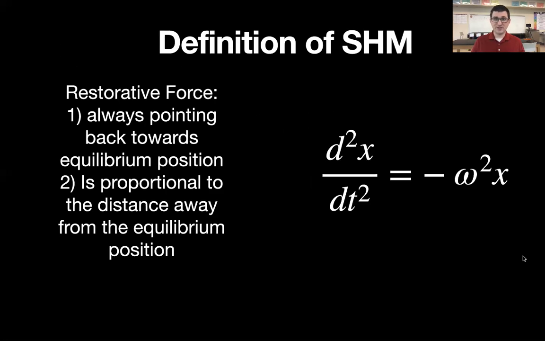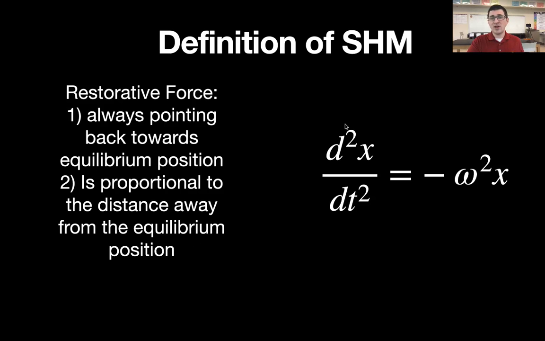So first, proving something is in simple harmonic motion requires an understanding of the definition of simple harmonic motion. We've theoretically defined simple harmonic motion as motion that is subjected to a restorative force. The important thing about that restorative force is it always points back towards the equilibrium position, bringing the object back to that equilibrium position, and it is proportional to the distance away from the equilibrium position. Not all restorative forces are proportional to the distance away, but in order for the object to be in simple harmonic motion, these two conditions must be met.